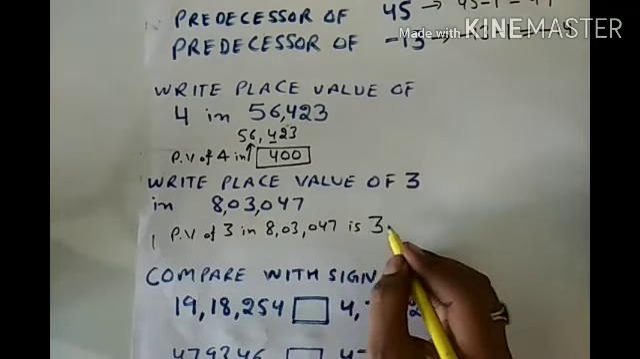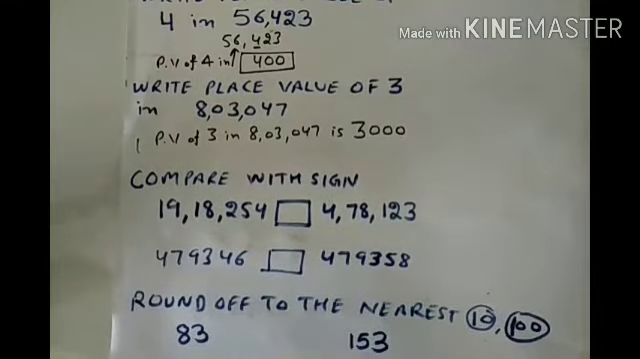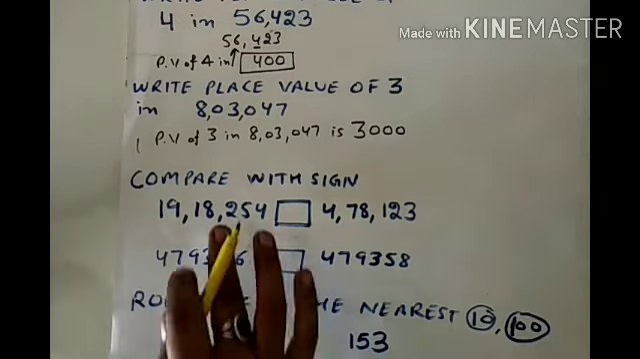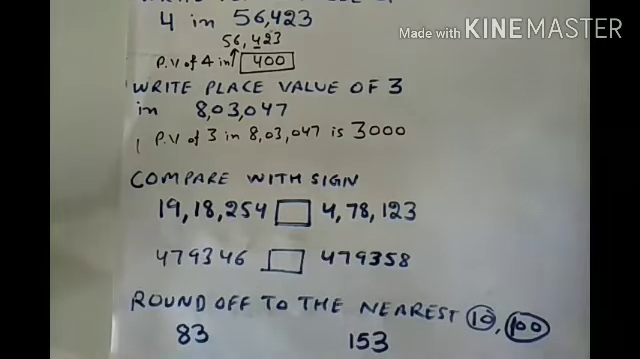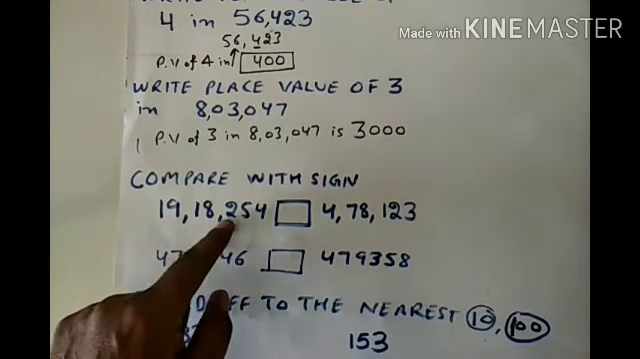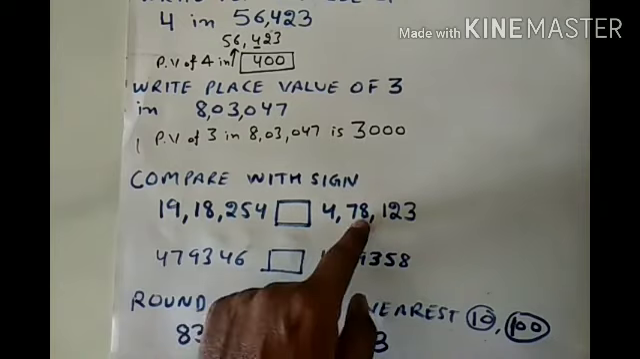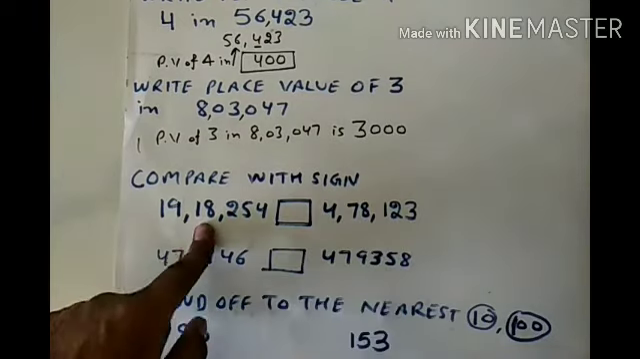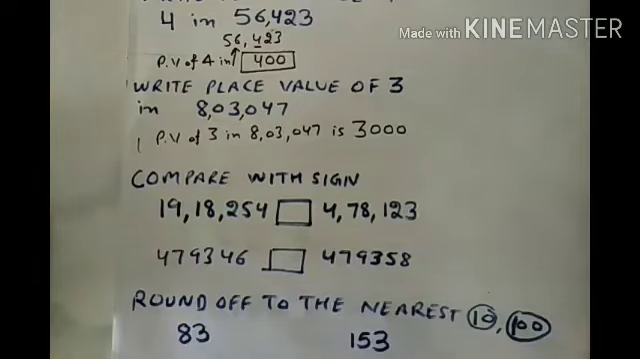Now, compare with sign. We know what a comparison is. In comparison, we have to see which number is greater. So, I have given 2 numbers and I have to decide which number is greater. The first rule is we need to count the digits. Here 1, 2, 3, 4, 5, 6, 7 and here 1, 2, 3, 4, 5, 6. Here are 7 digits on the left-hand side and on the right-hand side there are only 6 digits. So the number having more digits is always greater than the one with fewer digits.